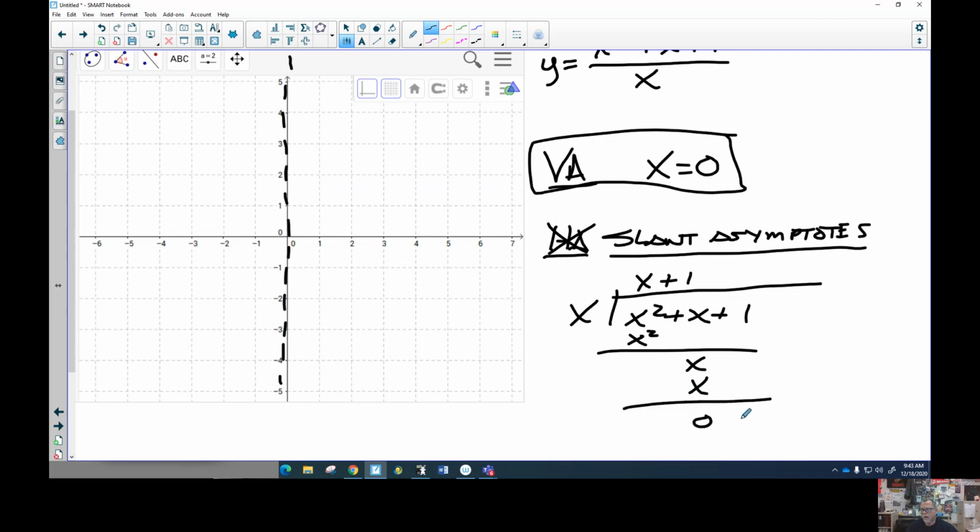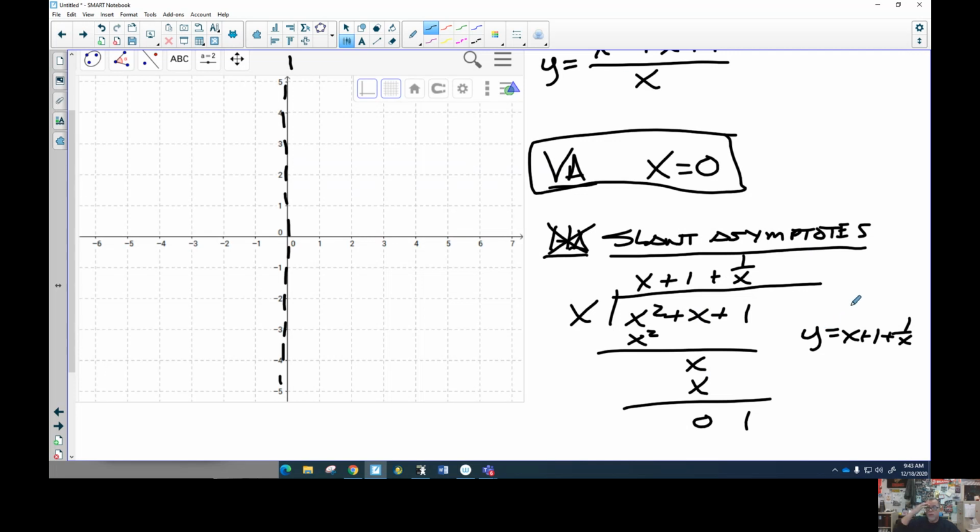Subtract, I get 0. I bring down 1. 1 can't go in here, so I say plus 1 over x. This is a description of what happens. This is basically the same equation as what we had up at top, right? This is it in a different form. Y equals x plus 1 over x is rewriting this in a different form.